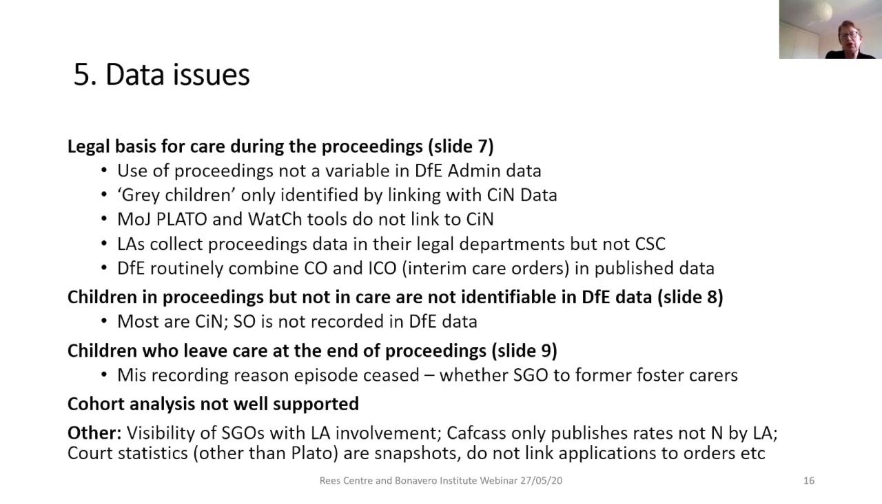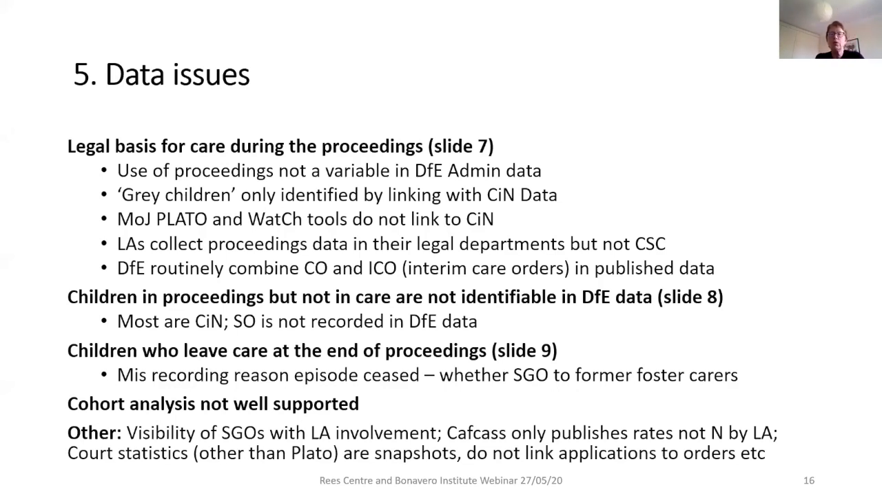For children who leave care at the end of the proceedings, there's quite a lot of misrecording of the reason the episode ceased. When children leave care to an SGO, there's a lot of lack of clarity as to whether their carers are former foster carers or not. Some local authorities seem to record only those who have been approved as former foster carers, whereas actually the key thing is whether the child is leaving to somebody who has been caring for them. So relatives who've been caring for children as Regulation 24 carers rather than approved foster carers are sometimes said not to be former foster carers.